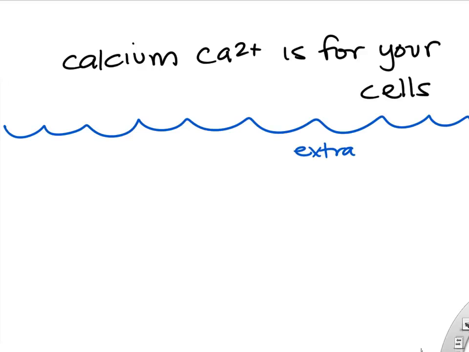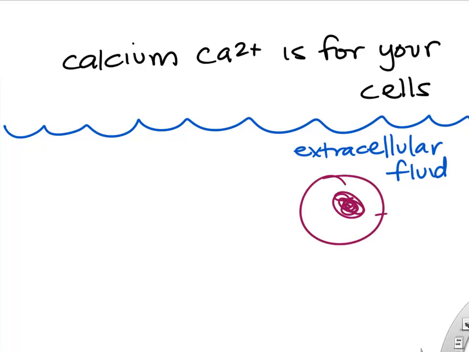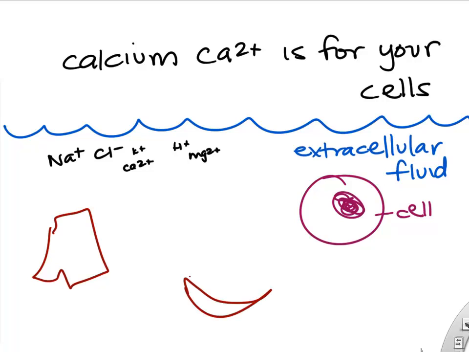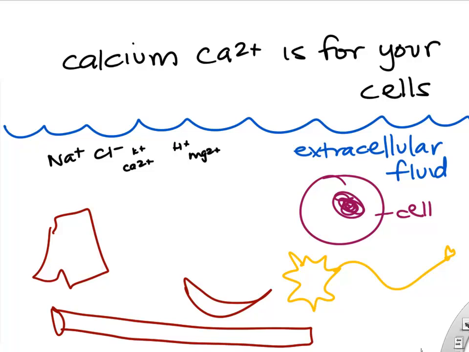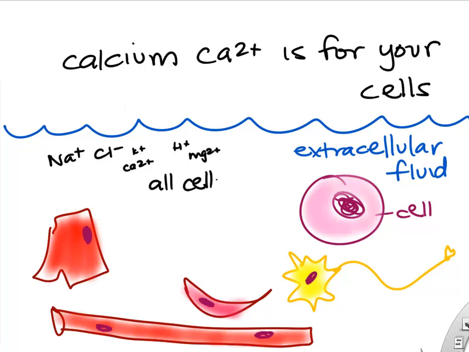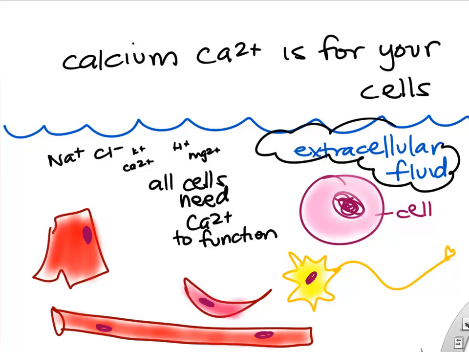So since our cells live in extracellular fluid, that extracellular fluid has things like sodium and chloride and potassium, but also now calcium. Calcium floats around in that extracellular fluid, and calcium is going to be critical, important for all of our cells in our body, especially cells like our heart cells, our cardiac muscle cells, our skeletal muscle cells, and our smooth muscle cells. So all the cells of the body actually need calcium in order to function.